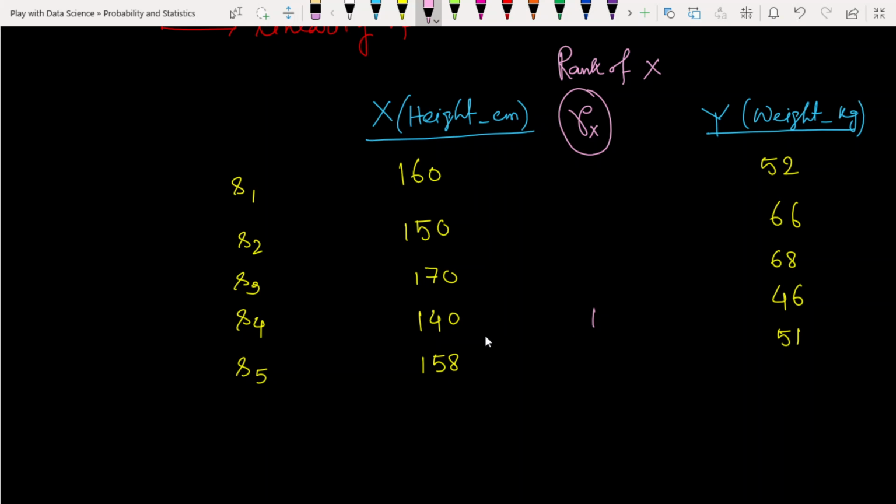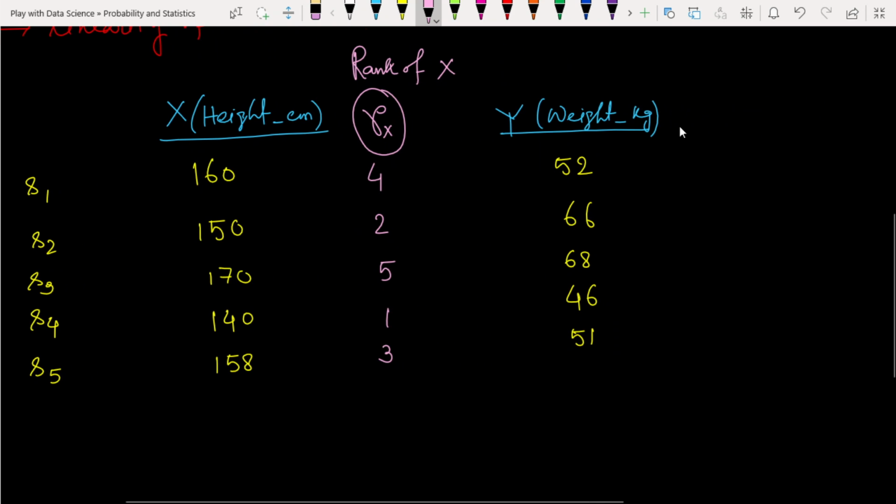What is the next smallest? Next is 150, and its rank will be 2. What will be the next smallest? This rank will be 3. Then the next one is 4th, and this will be 5th. This is the simple rank. We are just using the ranking of the x data.